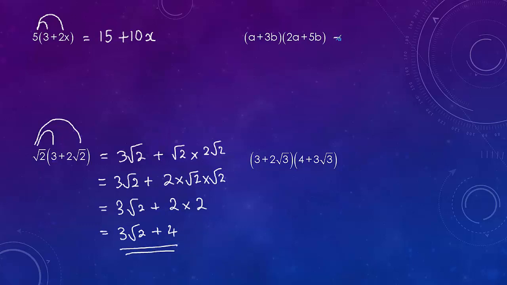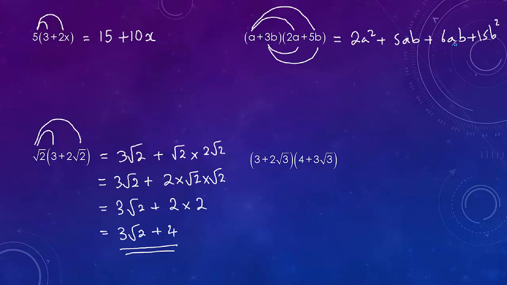Now let's look at this pair of brackets here. So we know that we get 2a squared. And then here, that's going to give us 5ab. This will give us 6ab. And then finally this would give us 15b squared. And then we can tidy up: 2a squared plus 11ab plus 15b squared.